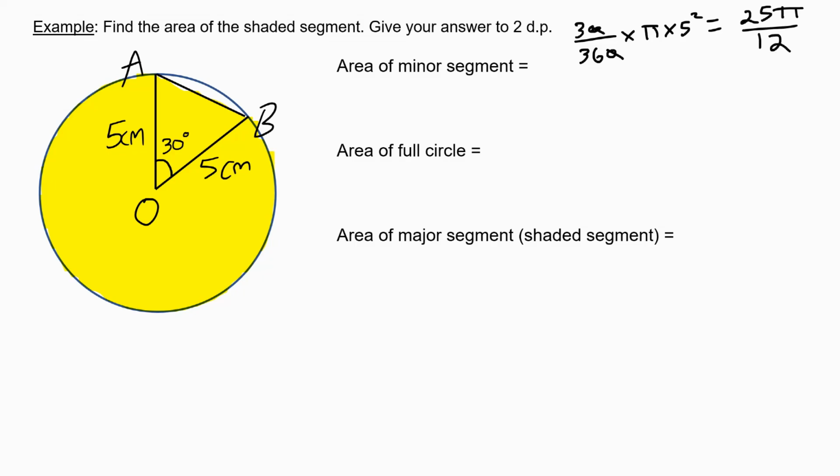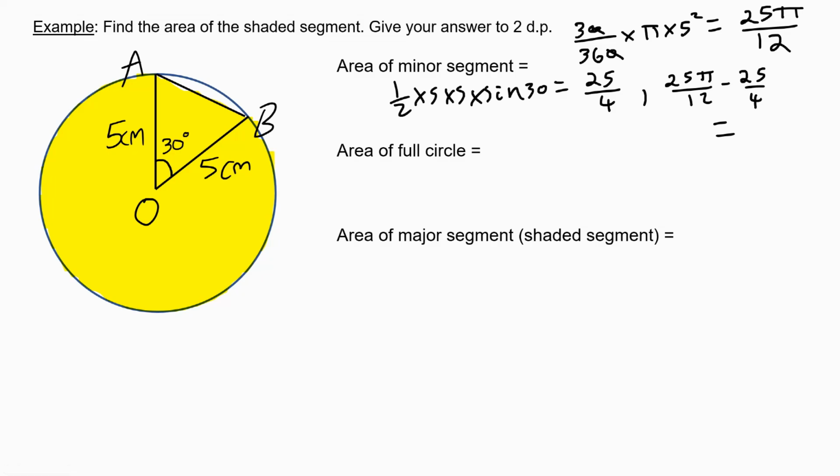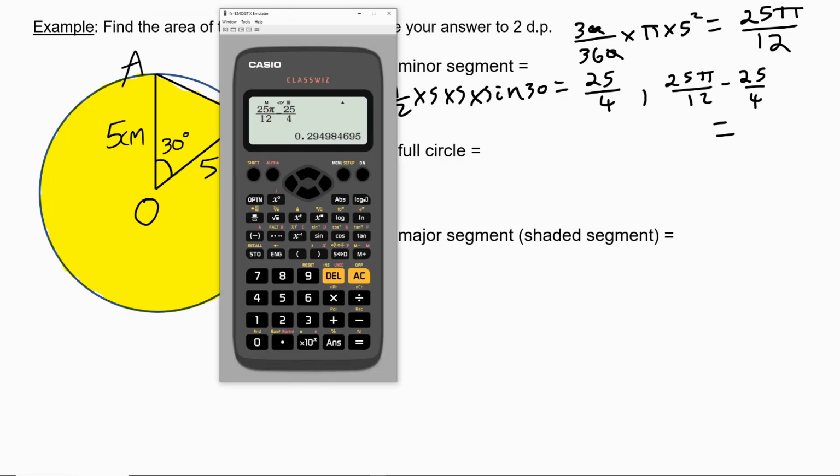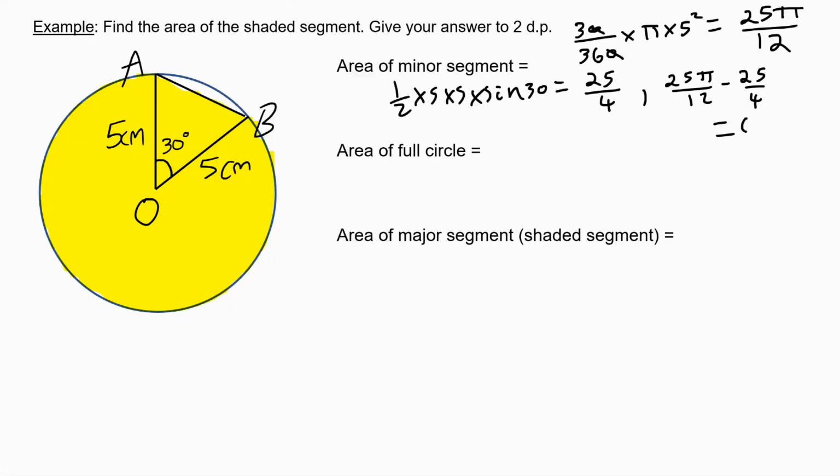The area of the triangle is going to be the same as before, half ab sine C, half times 5 times 5 times sine 30, which works out to be 25 over 4. And then we just take them away. So we have 25 pi over 12, take away 25 over 4. So we've done that already. It's about 0.29.